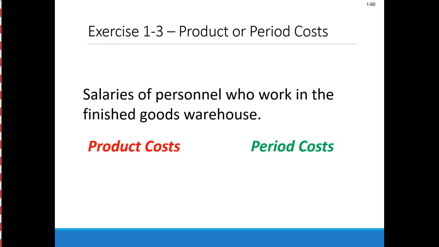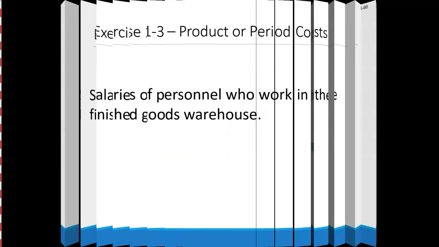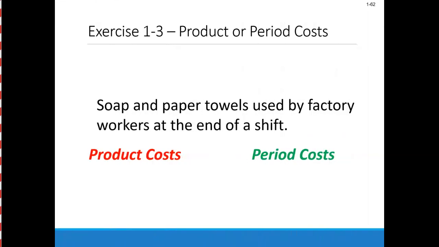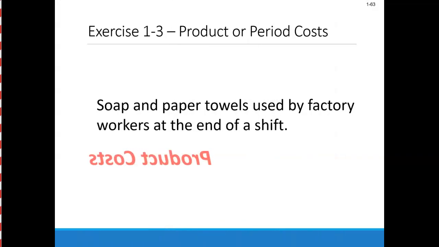Next. Salary of personnel who work in the finished goods warehouse. Are they making the product? See, they're not making the product. The product costs are all part of creating that product. If they're in the finished goods warehouse, it's done. They're period costs. Okay, guys? Soap and paper towels used by the factory workers at the end of the shift, product cost, wouldn't you think?